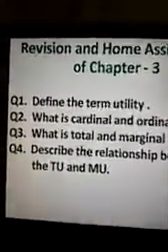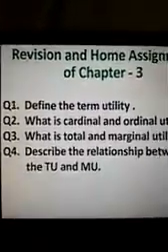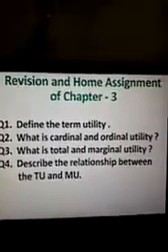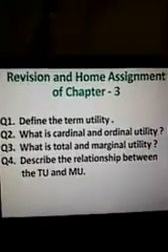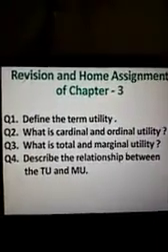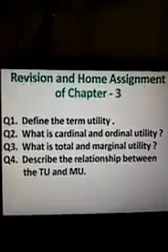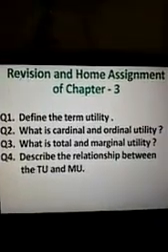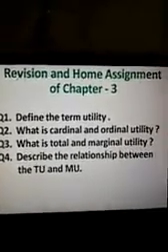Define the term utility. As you already know, utility means want satisfying power of the commodity. You have to define the term and write some features of the utility. Second question is, what is cardinal and ordinal utility? When you are expressing the utility in terms of number, it is cardinal, and when you are giving them rank preferences, it is ordinal. So you have to define both of them, cardinal and ordinal utility.